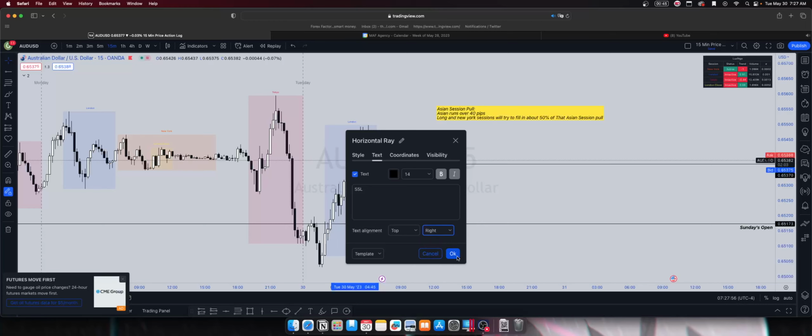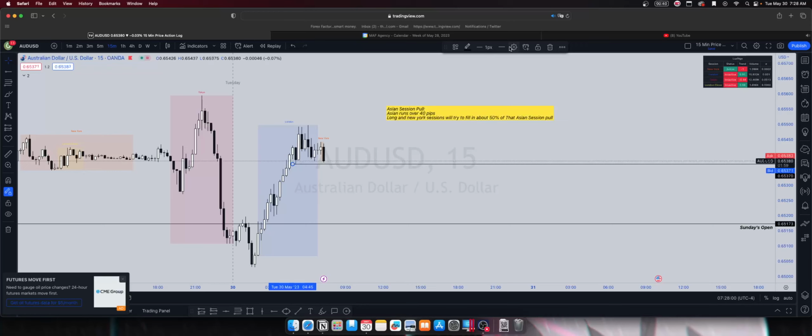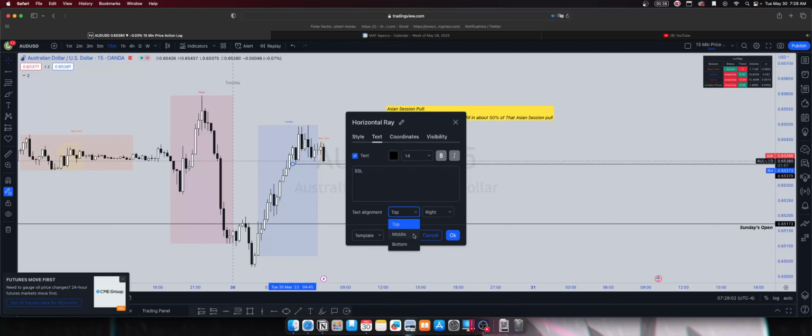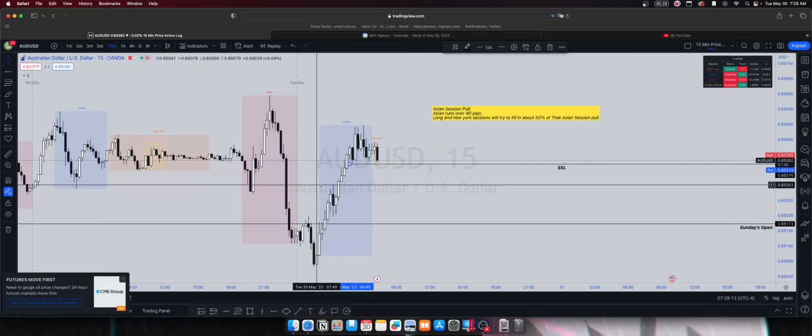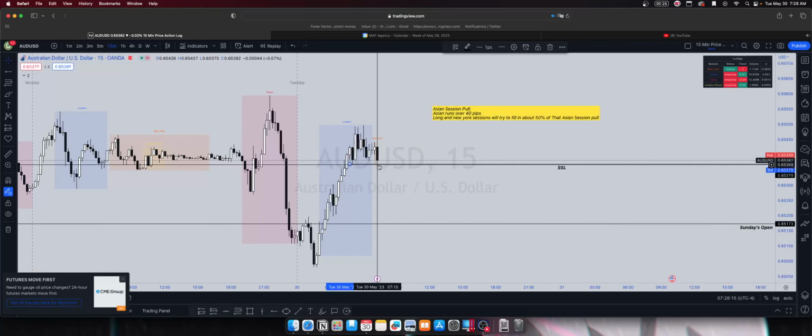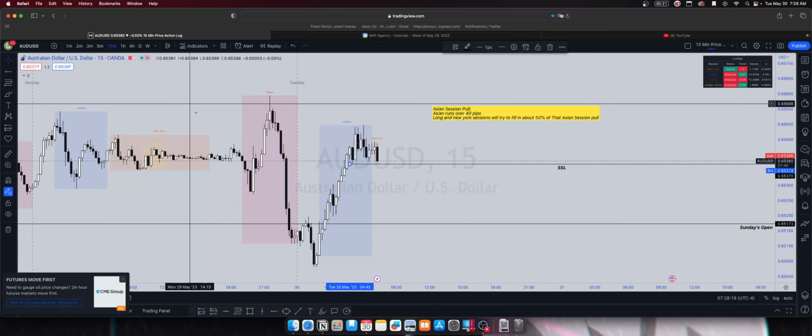I'll move it to the right side. That's bad. Move it center, below. Okay, cool. I want to see some sell side liquidity right here get taken out. I want to see that happen. And then I'm going to look for a market structure shift, displacement, and then I'll move back to the upside.